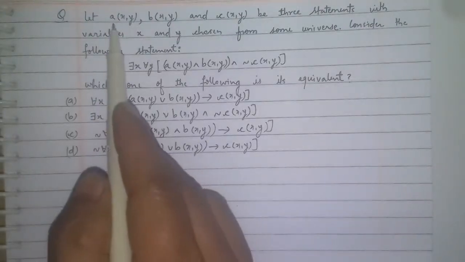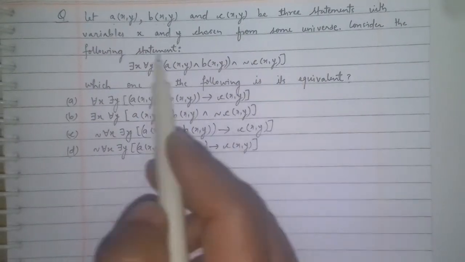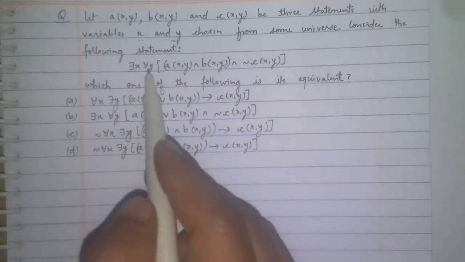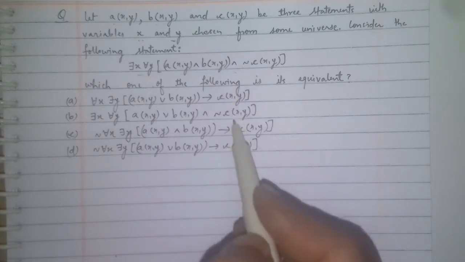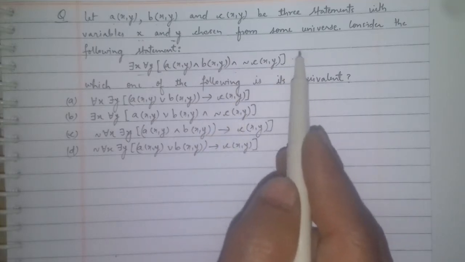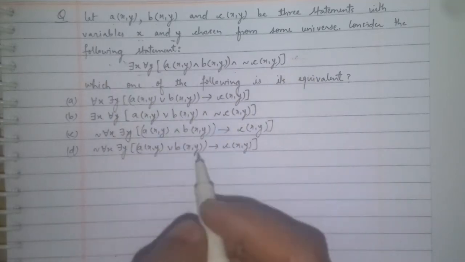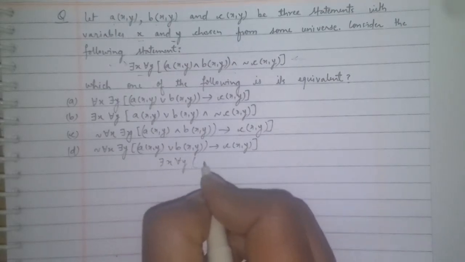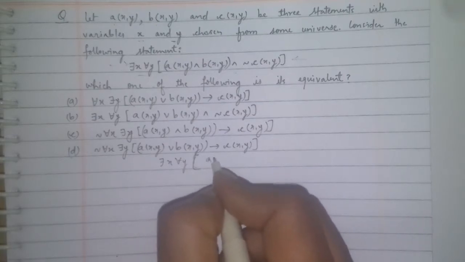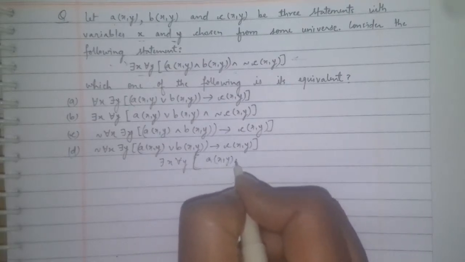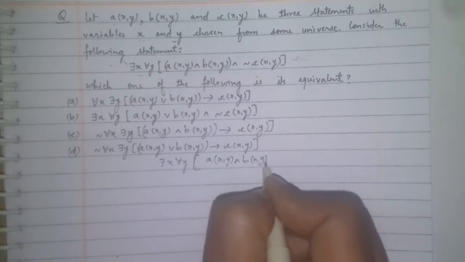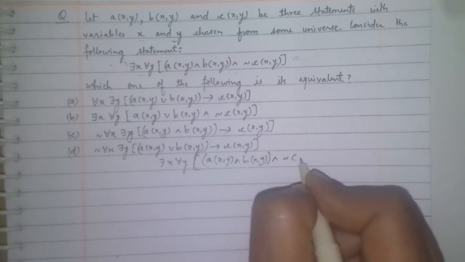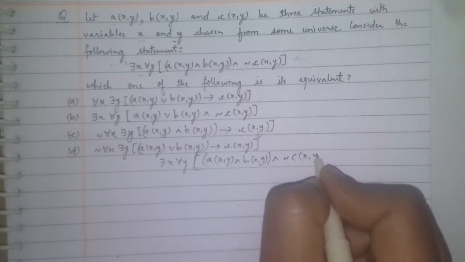There are three statements A(x,y), B(x,y) and C(x,y) with variables x and y chosen from the universe. Consider the statement. Now which one of the following is equivalent to this statement? Let's try to simplify this statement. There exists x for every y, bracket A of x comma y and B of x comma y, again whole bracket, and not C of x comma y.